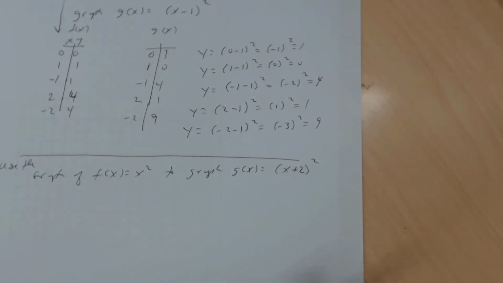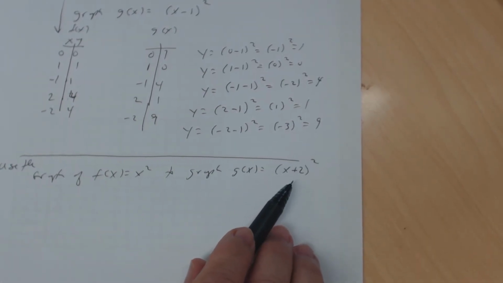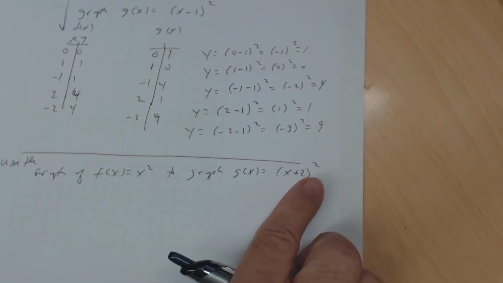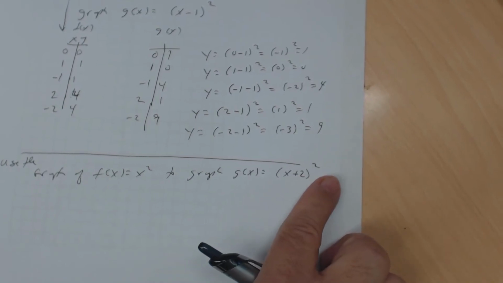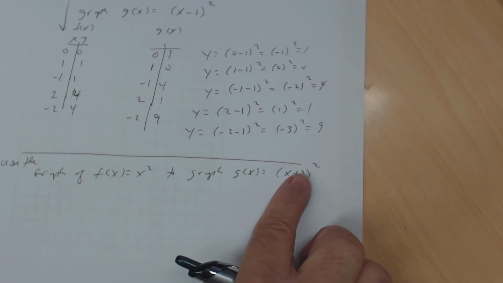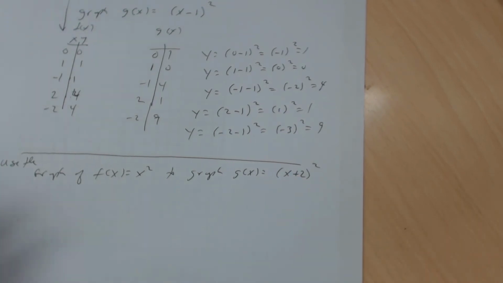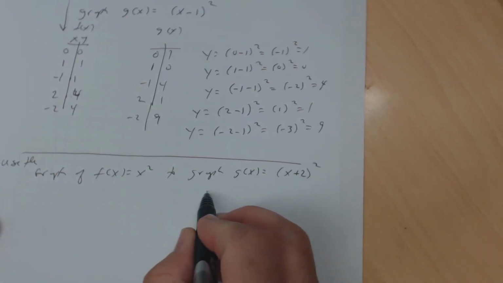Okay, so make sure you understand that this is a horizontal shift because the 2 is on the inside. If it's on the outside, it would be a vertical shift. It's on the inside. So what's being squared is not just x, but x plus 2. So that's a horizontal shift.